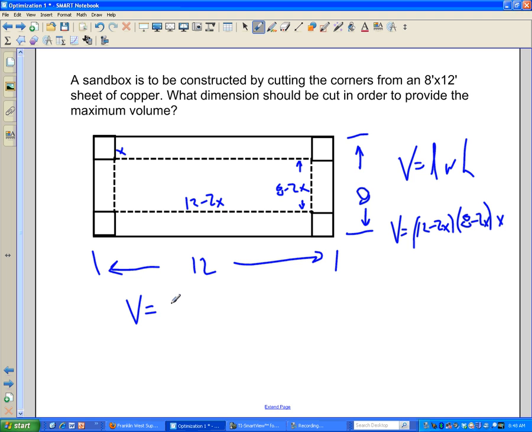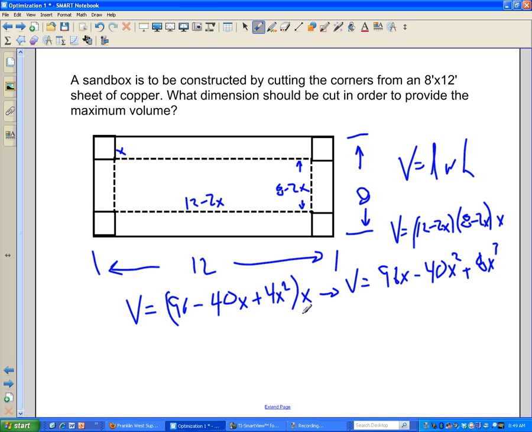Volume is, let's do the math here, 12 times 8 is 96. Inside I get negative 16, outside I get negative 24. So I think that's negative 40x, and then for the last I get plus 4x squared. All of that's multiplied by x, so I end up with my volume is 96x minus 40x squared plus 8x cubed. Let's take the derivative because we know that's where max and mins occur. So my derivative is 96 minus 80x plus 24x squared.